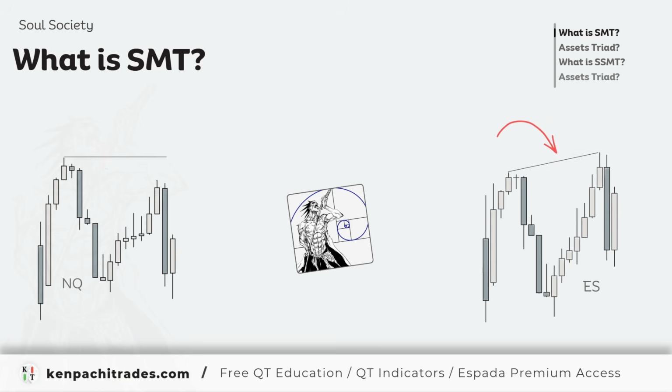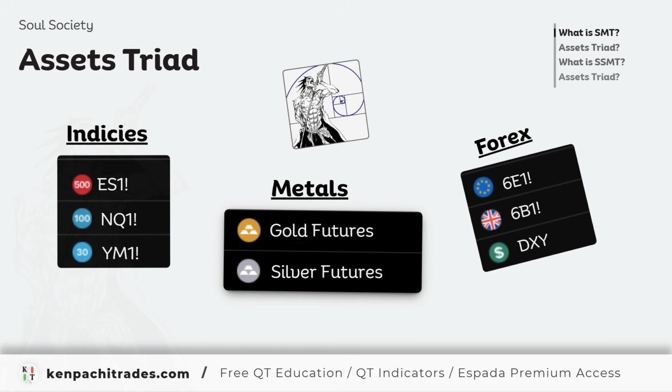This is when sequential SMT comes in. But before we learn about SSMT, we want to know our triads. A triad depends on what you want to trade. And this is very important because SSMT only works when you compare the right assets. A triad is a group of assets that move together, same market, same direction. You have three main triads. The first one is indices: ES, NQ, and YM. This is the main triad. Most examples in this video will come from this group.